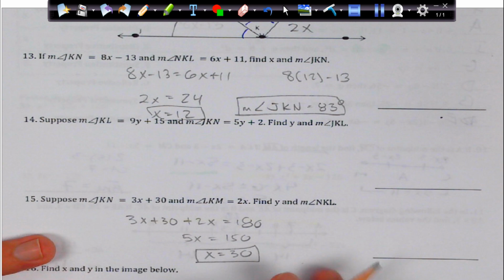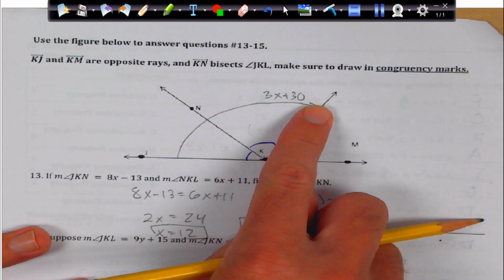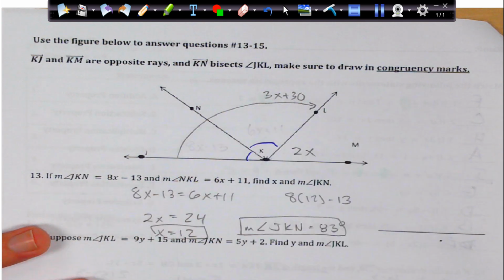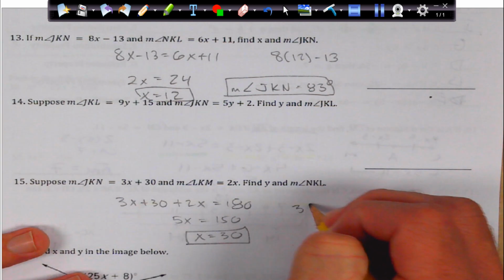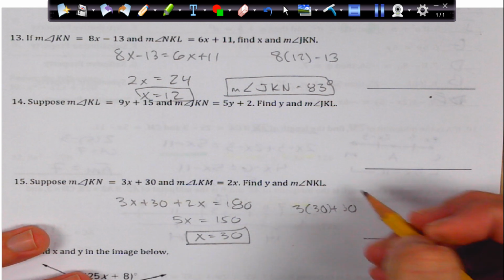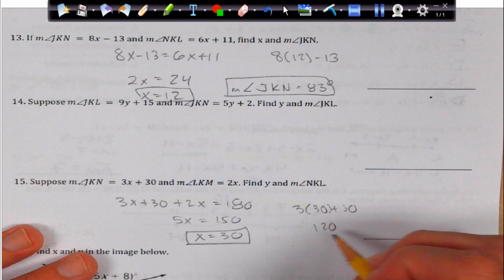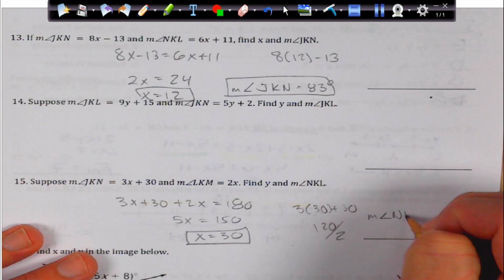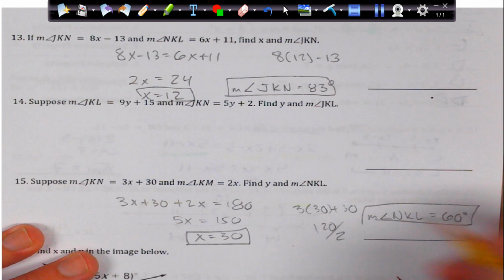And then find NKL. So NKL really should just be half of this whole angle. So if I plug it into 3x plus 30, divide by 2, we should have our answer. So 3 times 30 plus 30. 3 times 30 is 90 plus 30 is 120. So 120 is that whole angle. I want to divide it by 2. And so the measure of NKL should be 60 degrees.